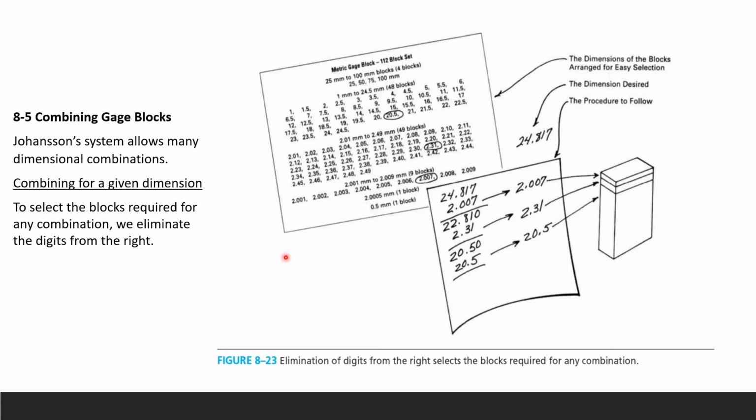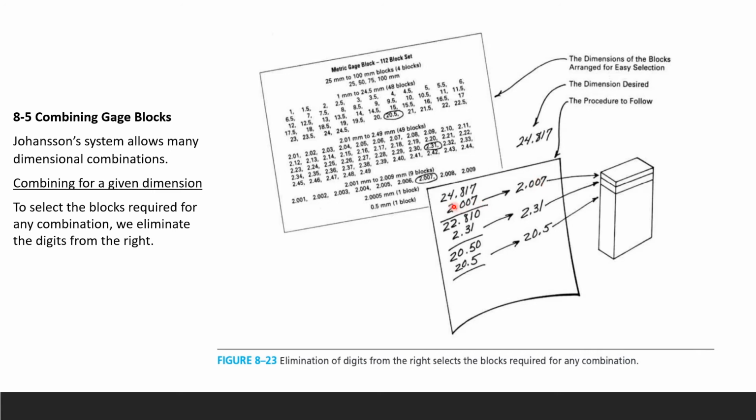Okay, we talk about stacking the gauge blocks to do measurement. So we call that combining the gauge blocks. Johansson's system allows many dimensional combinations. You can do so many combinations by using all of the blocks in the set. So combining for a given dimension, to select the blocks required for any combination, what we do is we eliminate the digits, usually from the right.